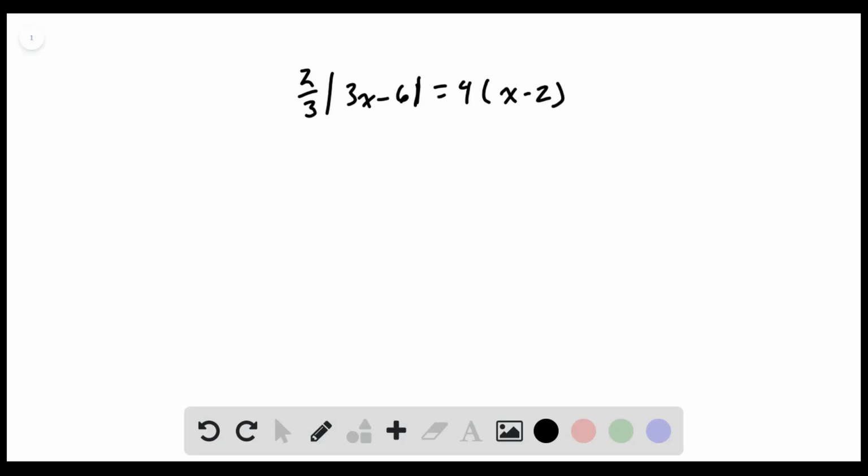Okay, so this problem asks us to solve the equation of 2/3 times the absolute value of 3x minus 4 is equal to 4 times the quantity of x minus 2. And to start, we want to get the absolute value portion of the equation on the left side by itself, and we'll do that by multiplying each side of the equation by the reciprocal of 2/3, which is 3/2.